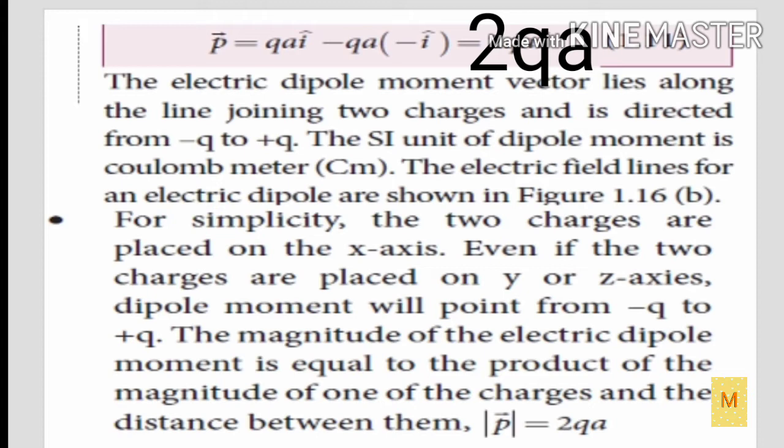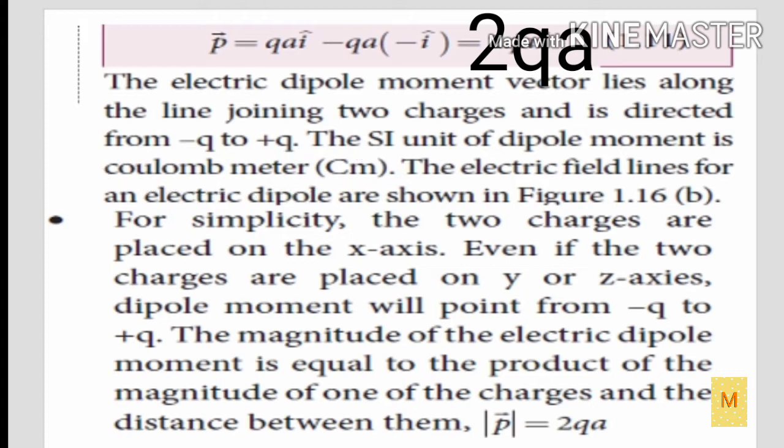The SI unit of dipole moment is coulomb meter. How does the coulomb meter come? Look at the equation. The equation has components like 2Qa. Here Q represents charge, a represents the distance. So what is the unit of charge? Coulomb. What is the unit of distance? Meter. So what is the unit of electric dipole moment? The unit of electric dipole moment is coulomb meter.